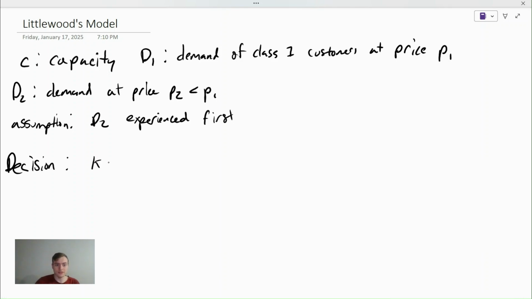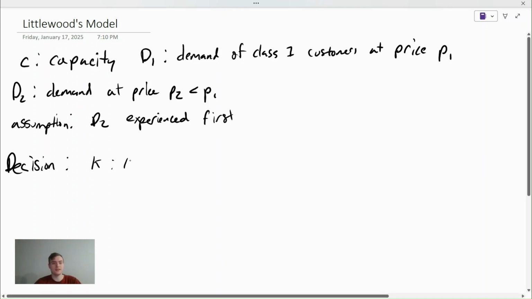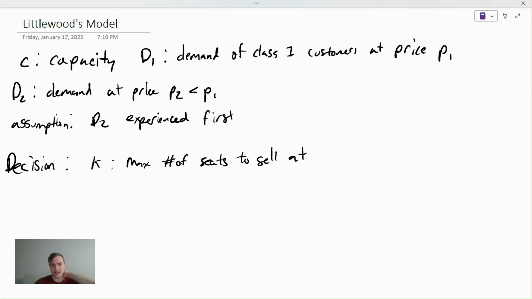Our decision is the decision variable K, which is the maximum number of seats to sell at P2. So if we think of the number of seats sold, once you hit K, then you're going to be charging P1 for the remaining few seats. And once you hit C, you can't charge anymore because you've sold all the seats. Before you hit K, you're charging price P2, right? The first customer is going to pay P2, etc. Once you get to the K plus 1 customer, they're going to have to pay that higher price.